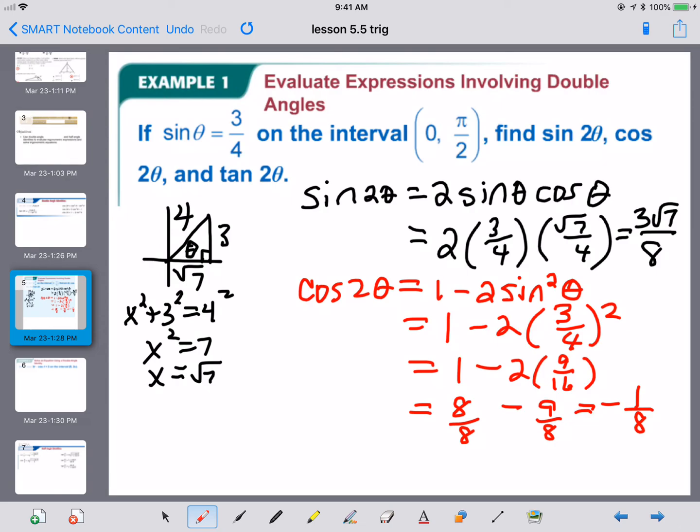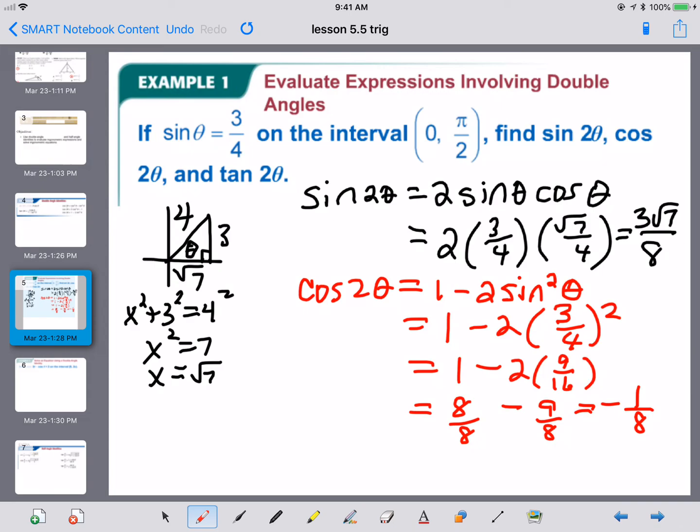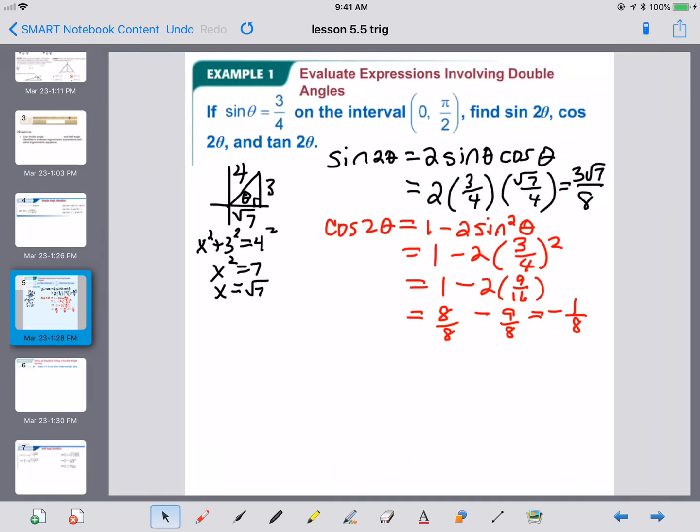Now, let's think about why possibly our cosine value became negative. If theta was in the first quadrant and we double it, we have a 50-50 shot of landing in the second quadrant. That's exactly what happened. Our theta was in the first quadrant. We doubled it, and the angle went to the second quadrant, and in the second quadrant cosine is negative. So it makes sense that it might be a negative value.